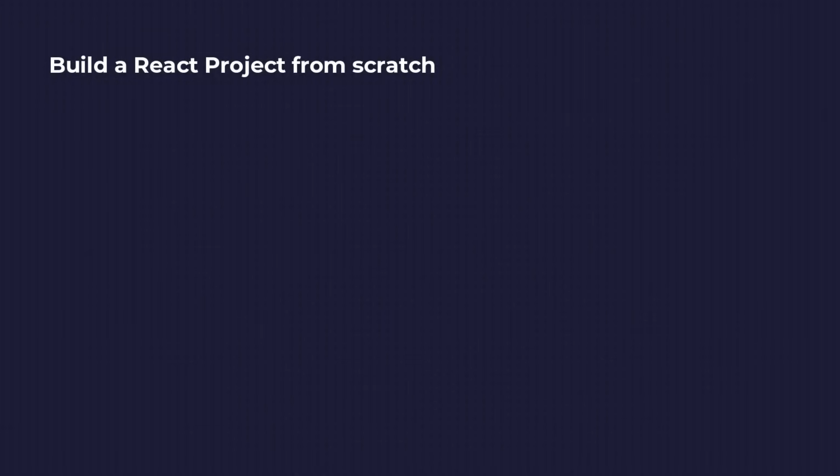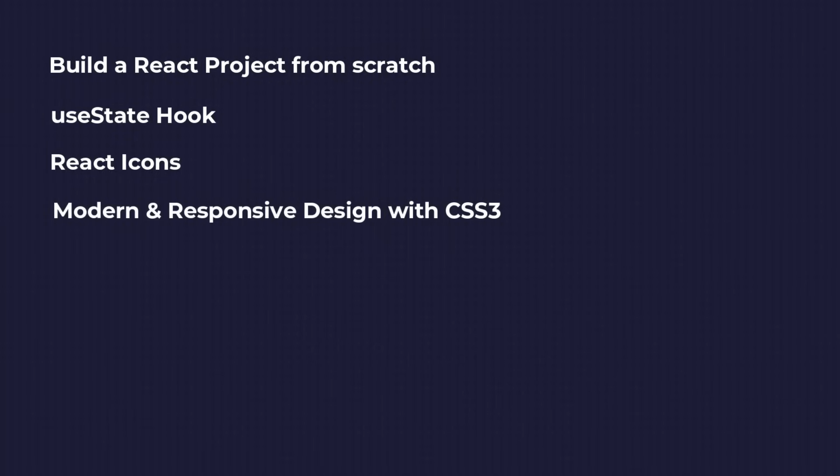By the end of this video, you will know how to build a React app from scratch. We are going to build everything from scratch. You will know how to use React hooks, especially the useState hook. You're not going to go crazy on hooks, so we are only going to use the useState hook. You will know how to use the React icons library. We are going to use some icons on our website. You will know how to build a clean, modern, and responsive design with CSS3.